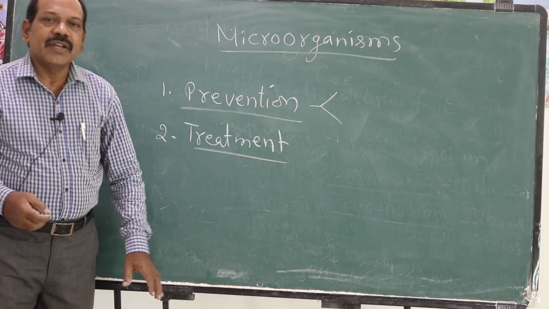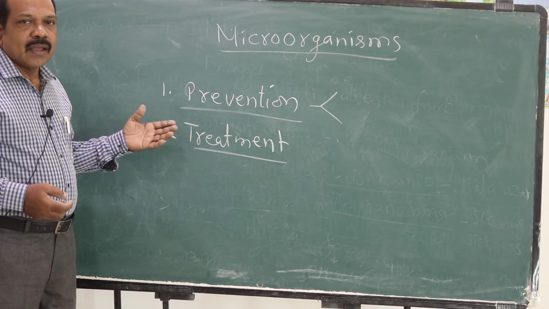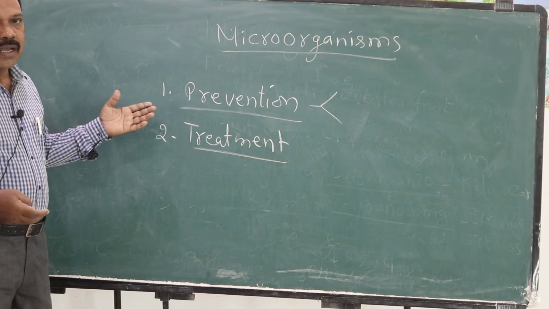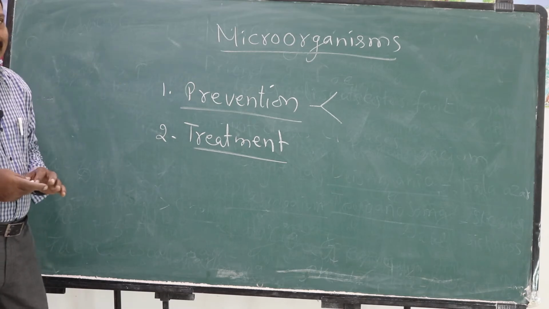There are vaccines nowadays for many of the diseases. For polio there is a vaccine, for hepatitis B there is a vaccine, for diphtheria there is a vaccine, pertussis, tetanus, DPT, they say triple antigen. All these vaccines are given to you during your childhood before you attain the age of 10 or 11 years.